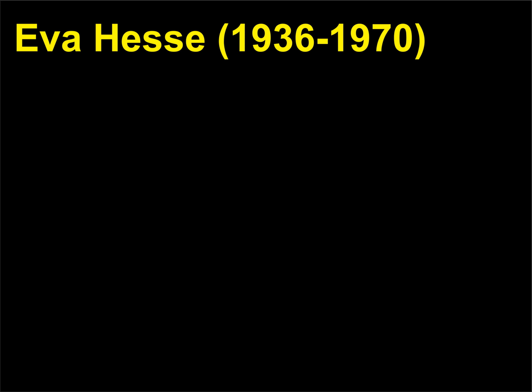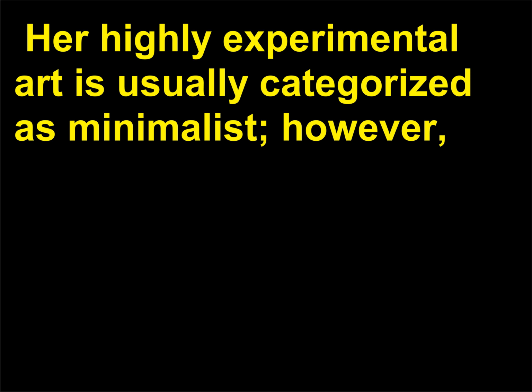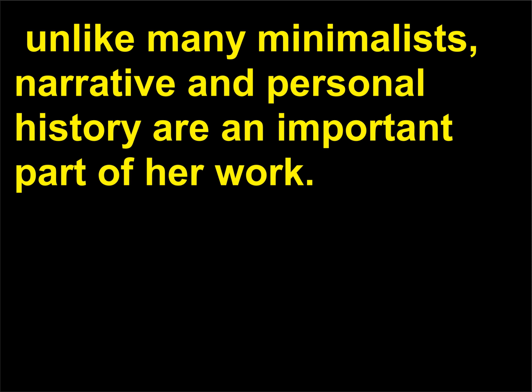Eva Hesse, 1936 to 1970, was a German-American painter and sculptor whose Jewish family dramatically escaped Nazi Germany. Her highly experimental art is usually categorized as minimalist, however. Unlike many minimalists, narrative and personal history are an important part of her work.